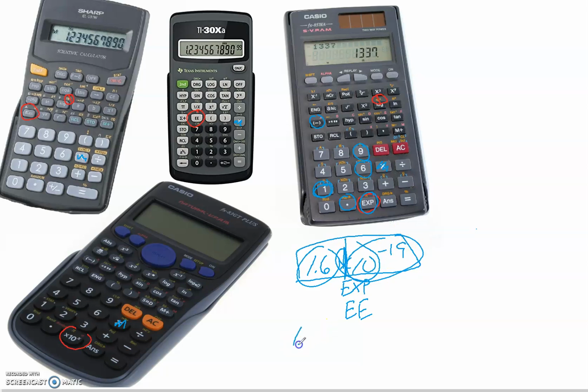Okay, so again, that 1.6 times 10 to the negative 19, if we did it on a different calculator, let's do it on the Sharp in the top left-hand corner. You would type in 1.6 EXP negative 19 to do it on that one. Okay, so that's what you need to be able to do in order for it to work properly.